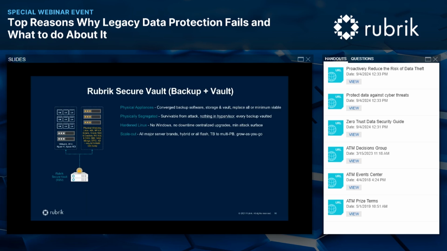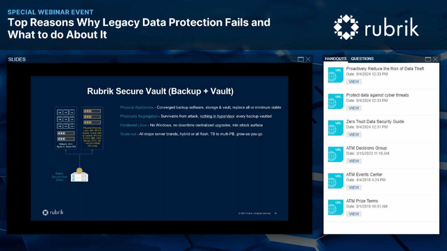Make your life easier, make it no downtime, centralized upgrade. We also are still a software company though. So yes, you can have Rubrik branded appliances that are all Supermicro, but we also support every major hardware vendor out there. You can do hybrid of spinning and flash, or all flash, completely up to you. You can go Dell, HPE, Cisco, you name it.